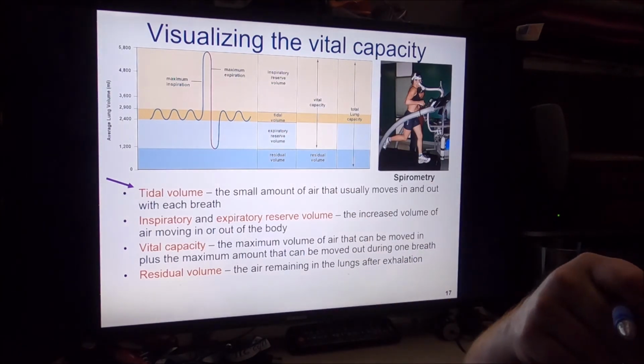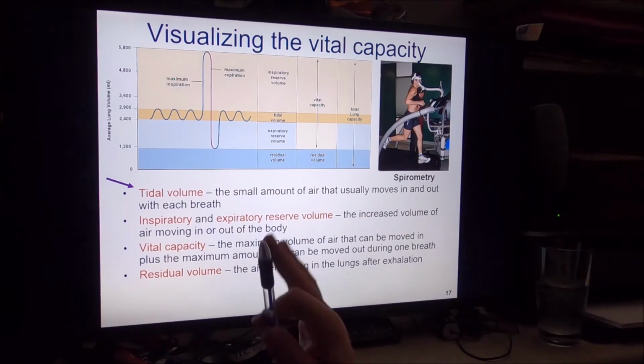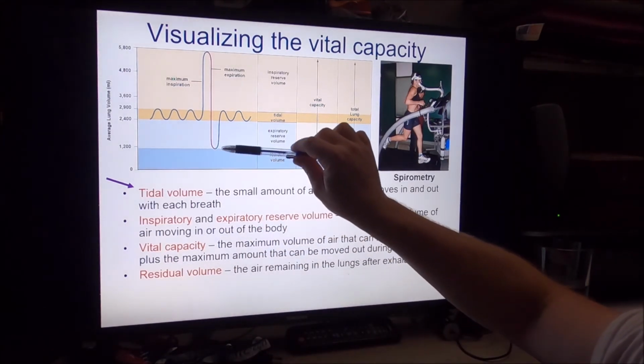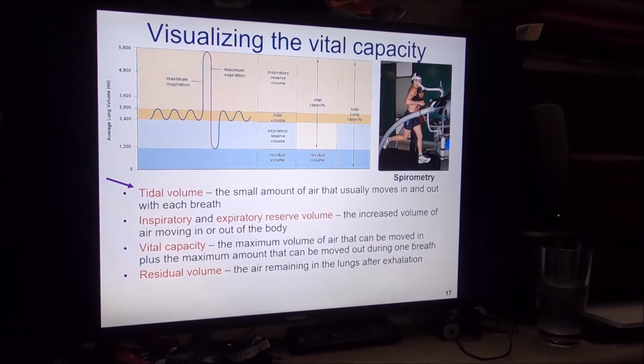We can measure this. Now, let me say this before I move forward. This residual volume, there's always a little bit of air left in your lungs. You can't just collapse the lungs. That isn't the way this works. So there's always a little bit of air left. It's reserve volume.